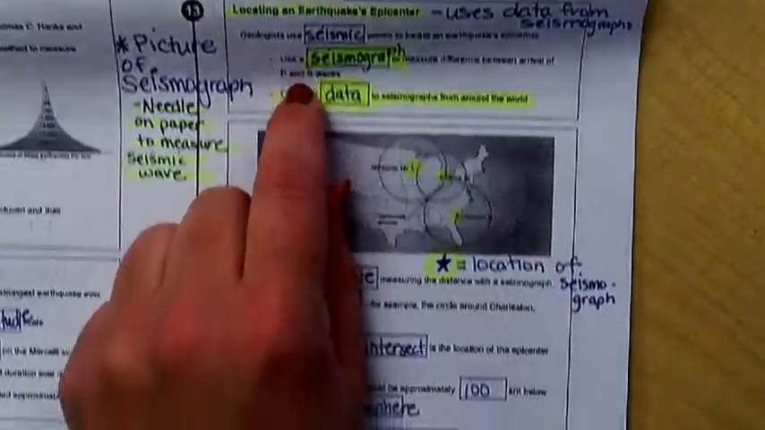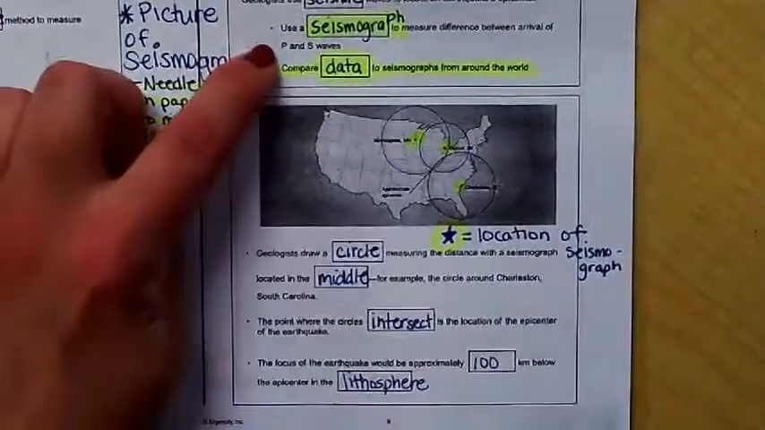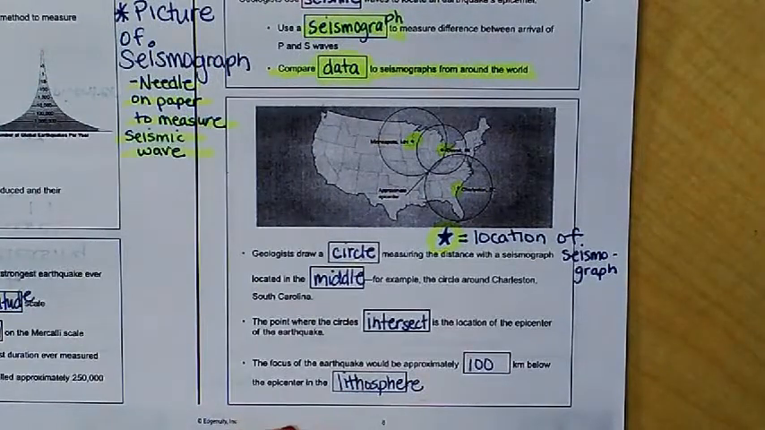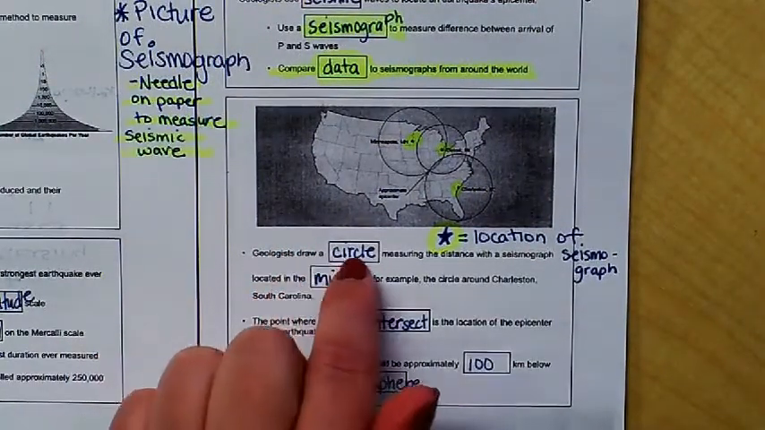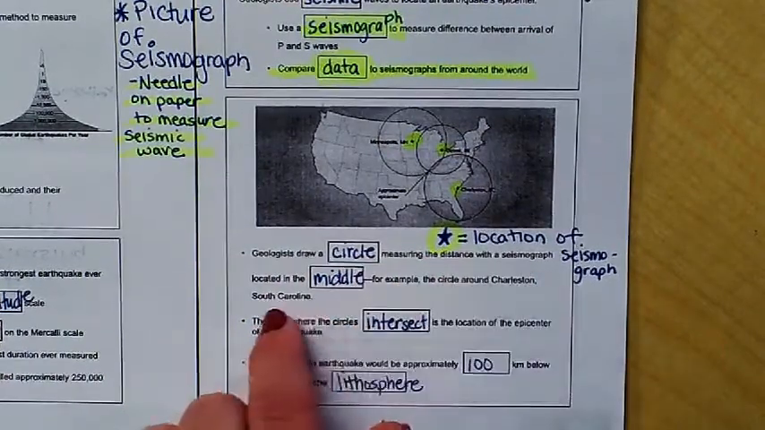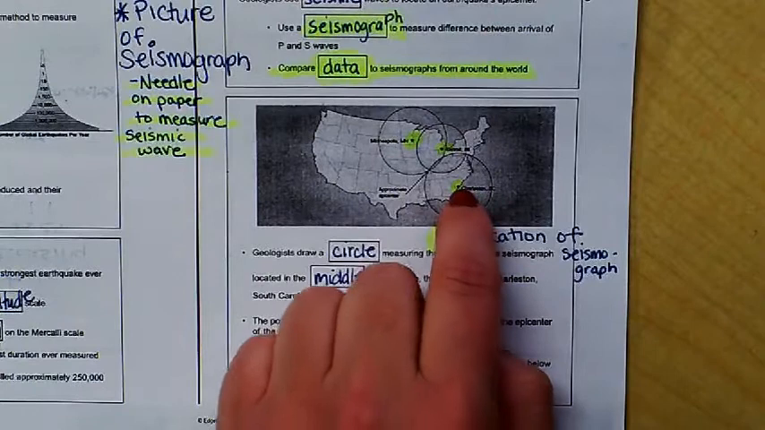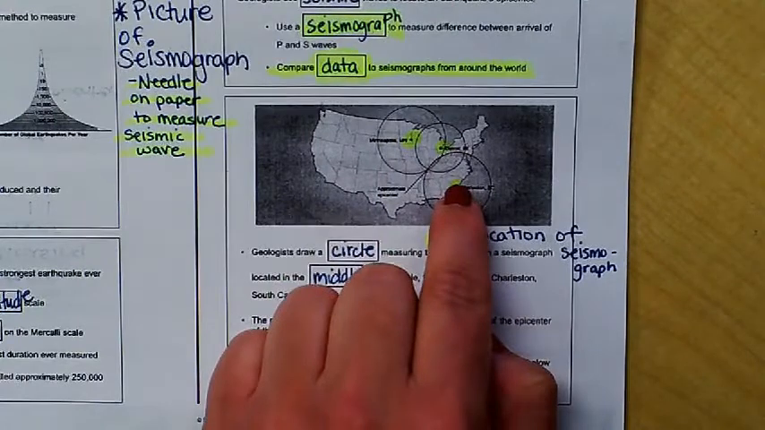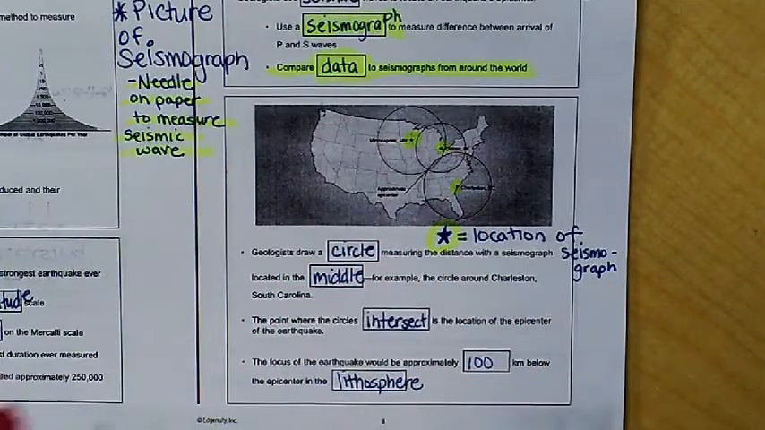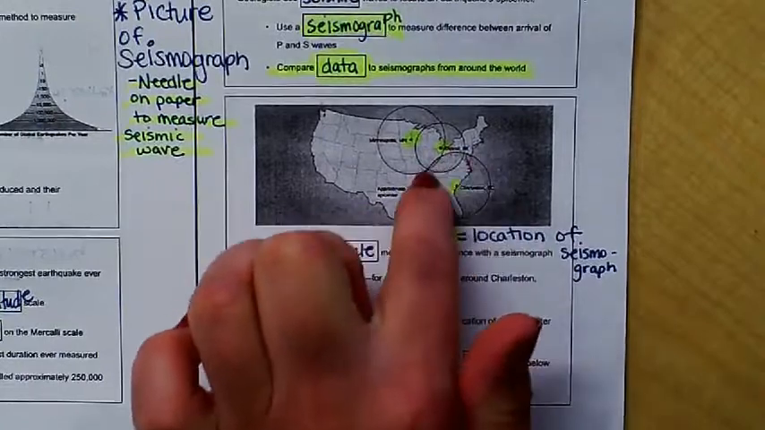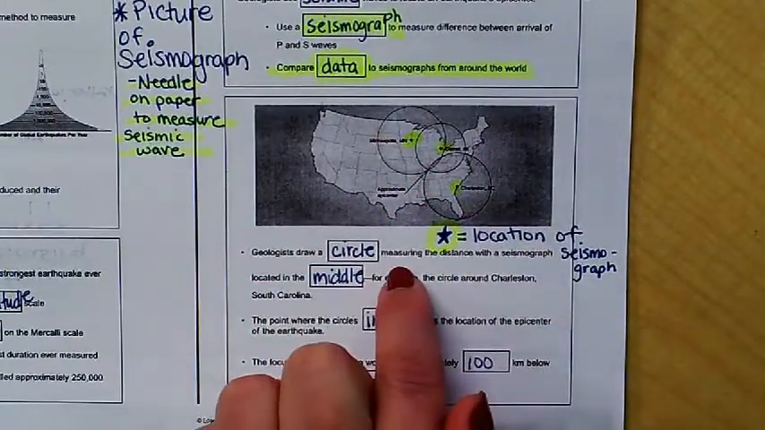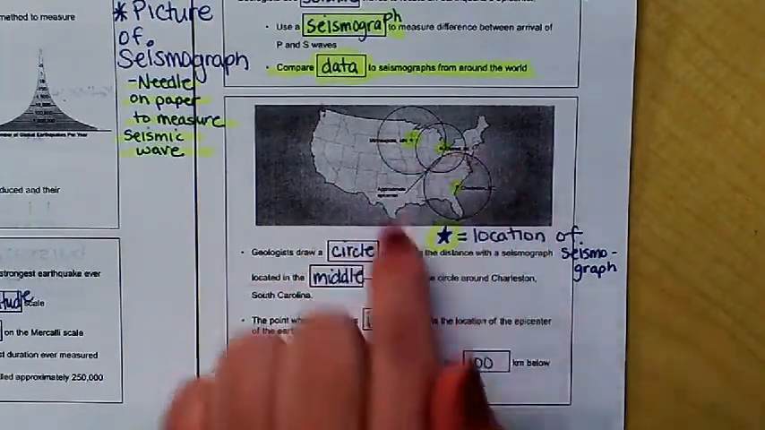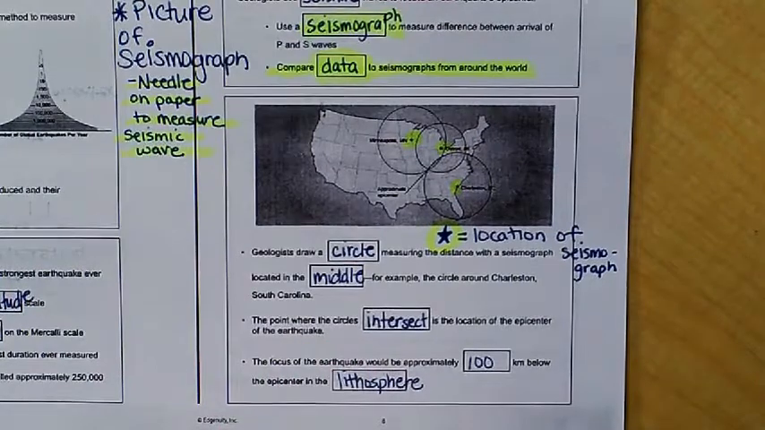And once you determine how long it takes between the S wave and the P wave, then you can tell how far away that seismograph station is from the epicenter. Knowing that distance, you can draw circles by measuring the distance with the seismograph station in the middle. That is what is highlighted here. These seismograph stations use a protractor or a compass to draw circles of a specific distance around that station. Where those 3 circles intersect, that is the location of the epicenter.